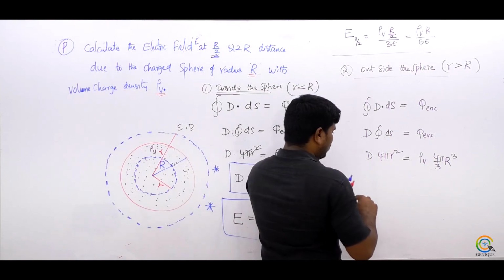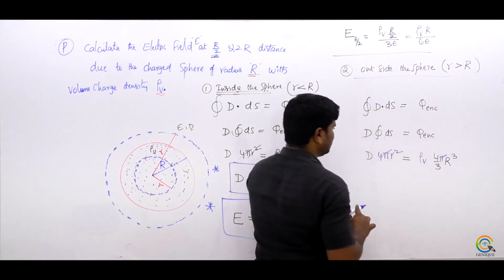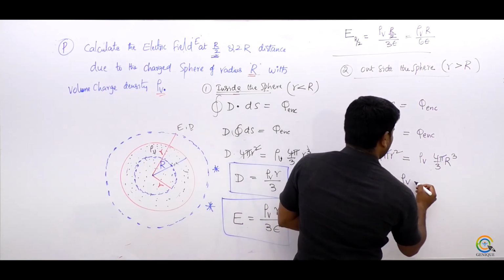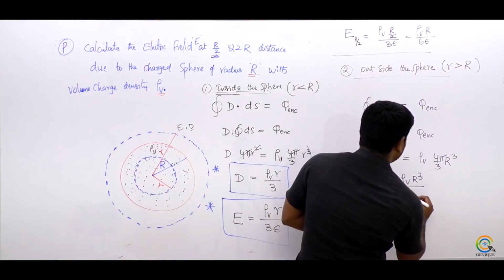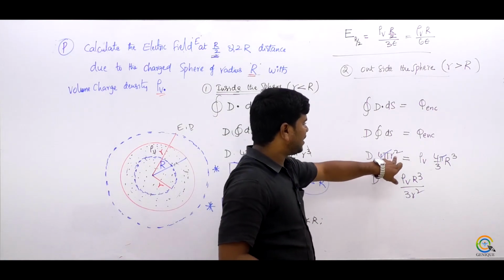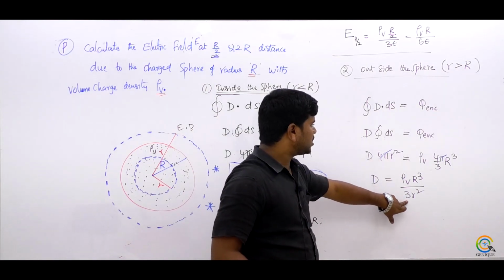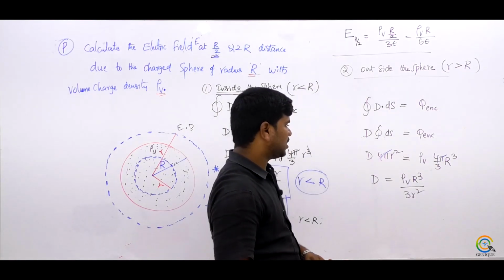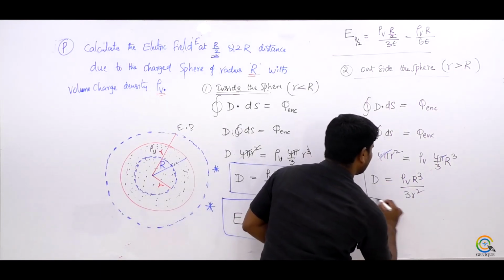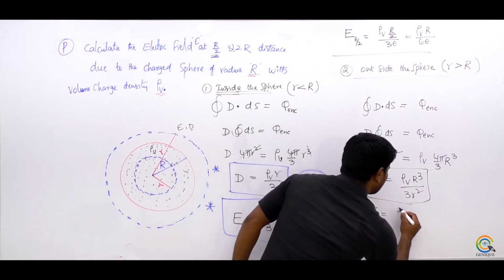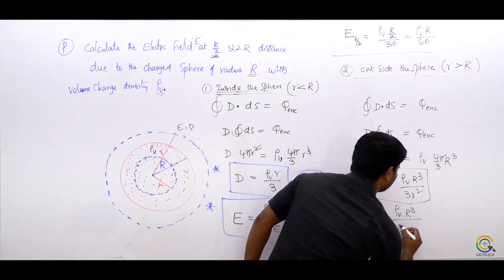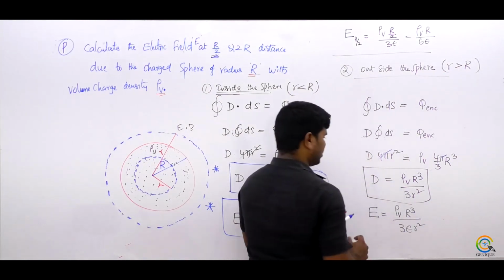Now this 4 pi gets cancelled. So D can be written as rho v R cube divided by 3 r square. This is D. Now what about E? This is one important relation. E is equal to rho v R cube divided by 3 epsilon r square.